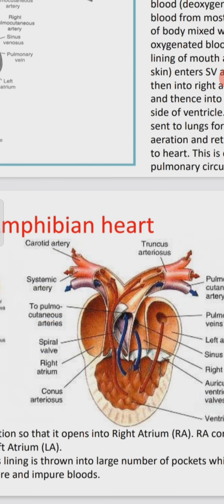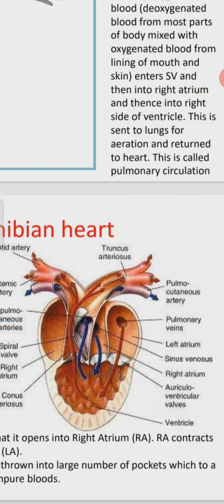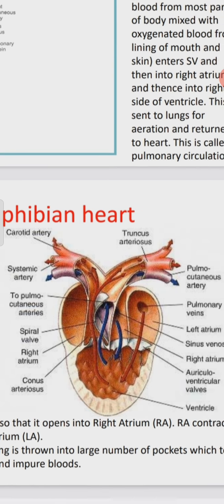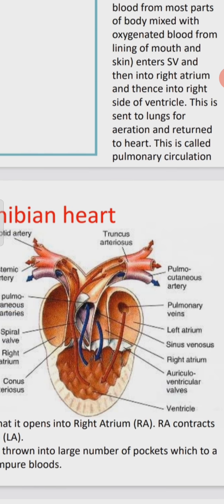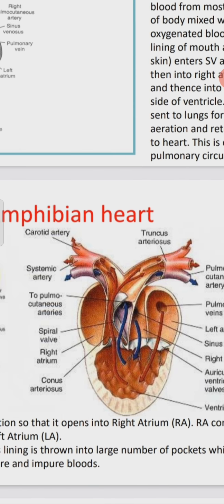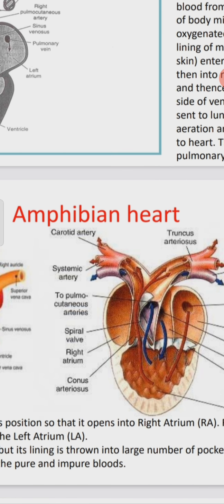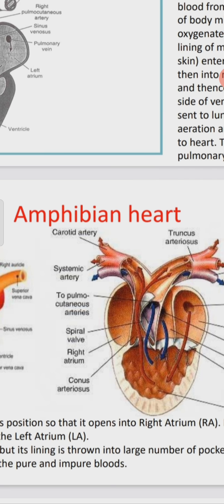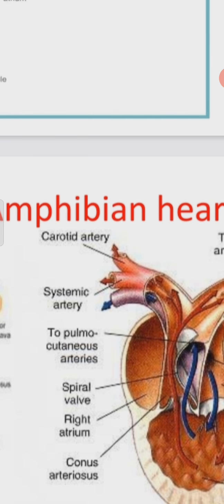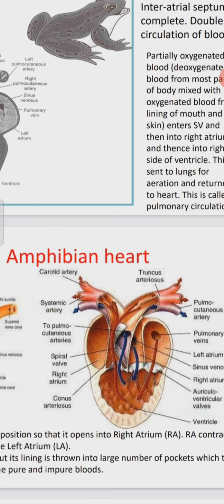These are all the parts present in the amphibian heart: ventricle, auriculoventricular valve, right atrium, left atrium, pulmonary veins, pulmocutaneous artery, carotid artery, systemic artery. Every artery supplies the blood to the different parts. The carotid artery and systemic artery supply the blood to the body parts. Oxygenated blood will go here.